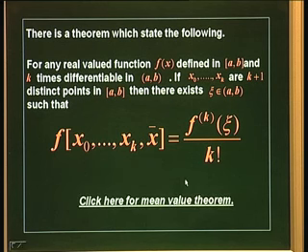This is called the mean value theorem. It says that if there is a function f of x defined between a and b, and it's k times differentiable in this interval a and b, and if x0 to xk are k plus 1 distinct points in a and b, then there exists a value between a and b such that this quantity is equal to the kth derivative of that function at that point divided by k factorial.